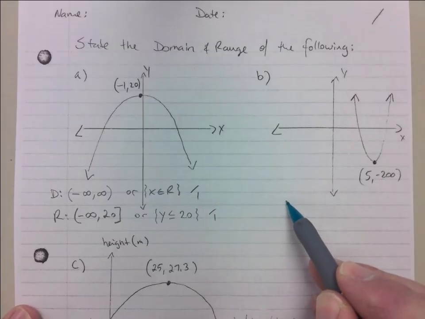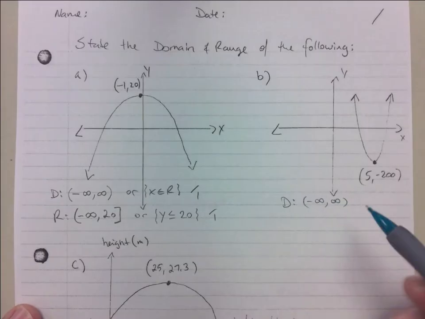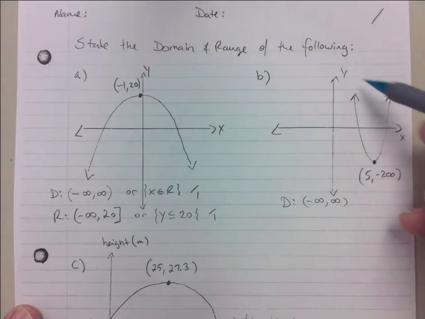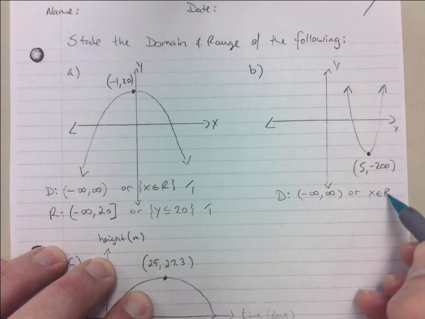In this case, for the domain, you are still going from negative infinity to positive infinity because the arrowheads indicate this opens up indefinitely in both directions, and so this stays the same.